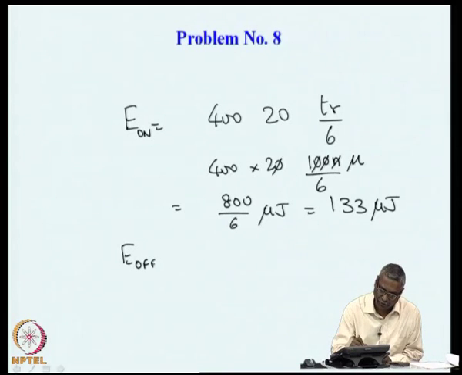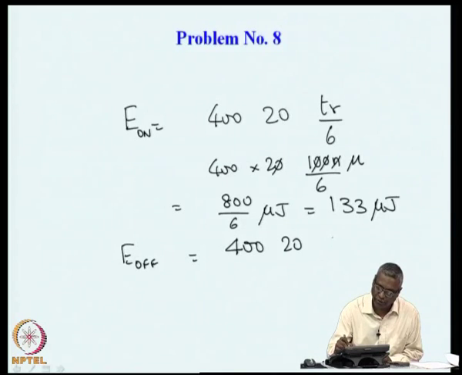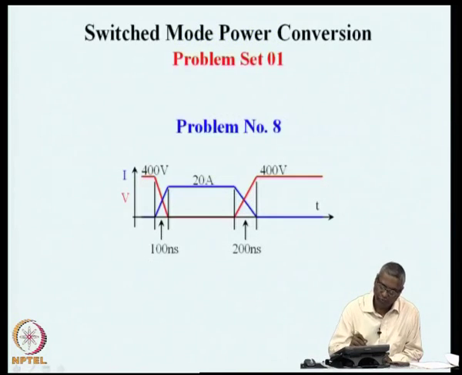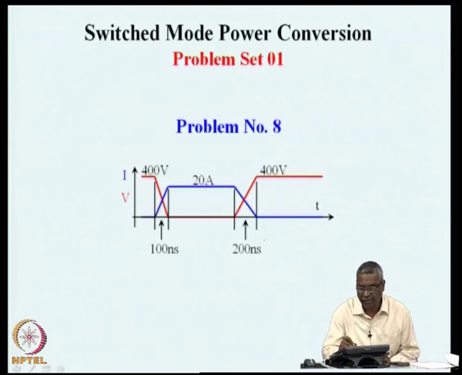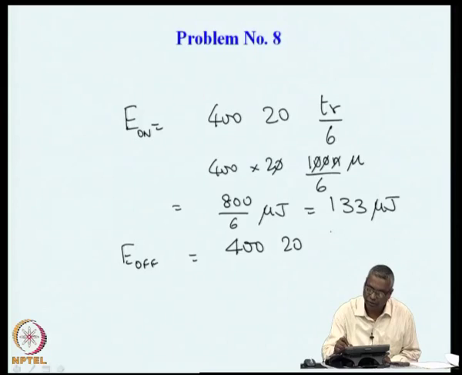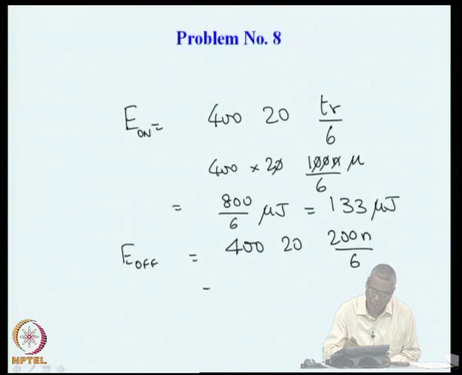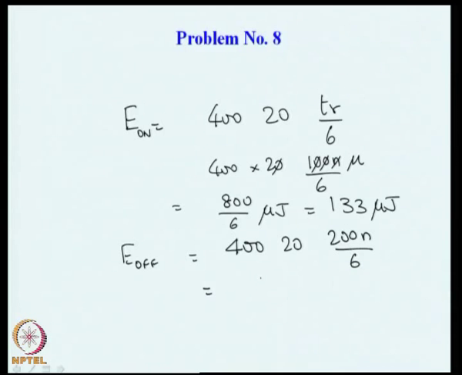If you calculate the turn off energy loss, that is also 400 into 20, but it is now tf by 6, which is 200 nanosecond. So, this whole thing, 200 nano divided by 6, will be double of this, 266 microjoule.